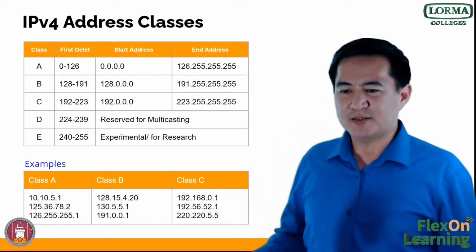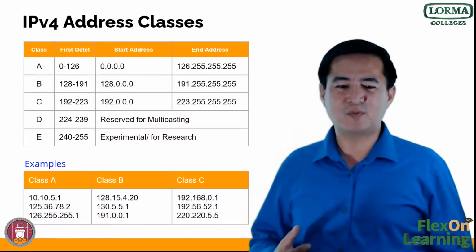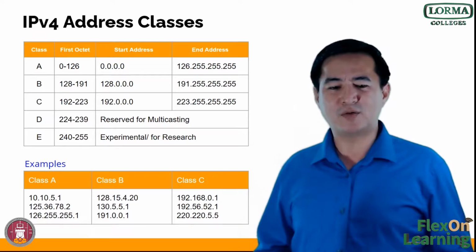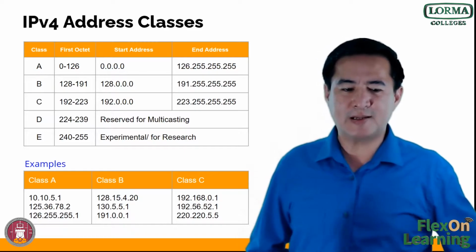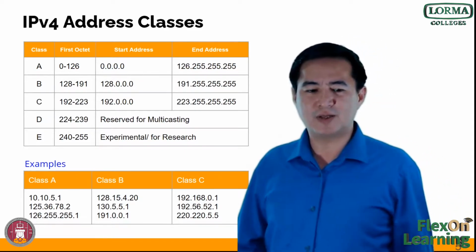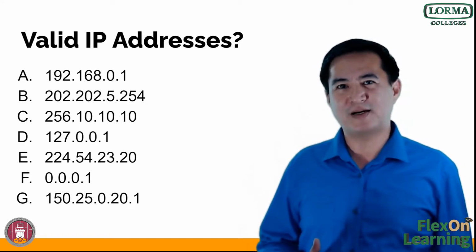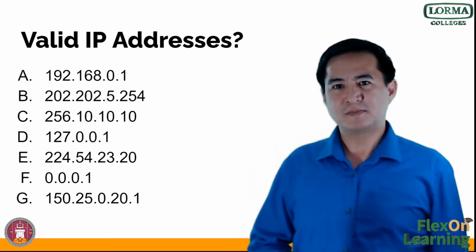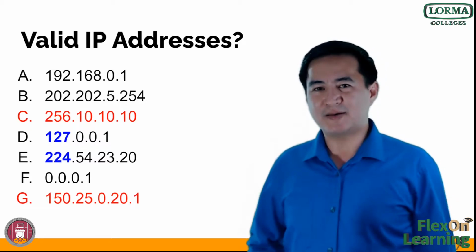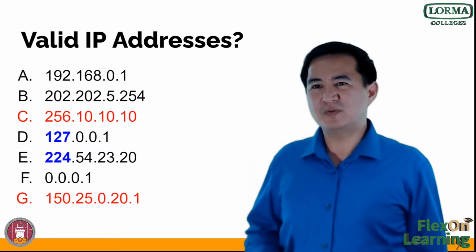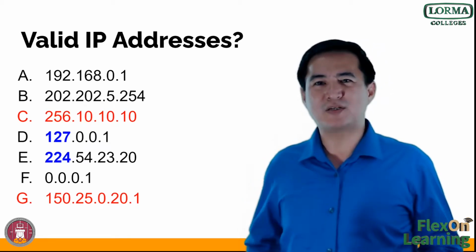Examples of IP addresses below: you can see for class A you have 10.10.5.1. For class B, you have 128.15.4.20. And for class C, you have 3 examples there, like 192.168.0.1. Can you identify which of the following are valid IP addresses? The items colored red are invalid IP addresses, and those in blue are valid, but they are special IP addresses.